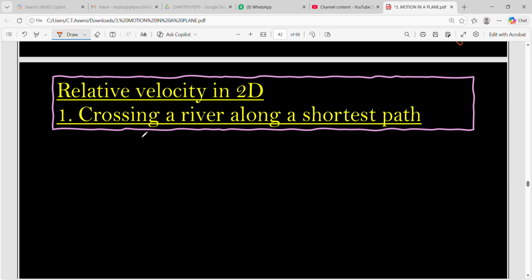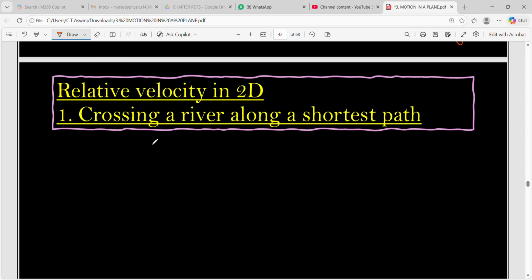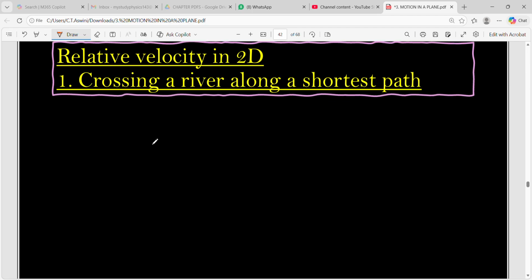Relative velocity. I told you right in 1D, what is relative velocity? Velocity of one object compared to the velocity of another object. In the case of relative velocity, both objects will be in motion, both will be moving. So how you compare velocity of one with the other, that is relative velocity. And we will see it in 2D. And most important problems, which are coming very frequently in your NEET exam, are about river swimmer problems. So we'll see them directly.